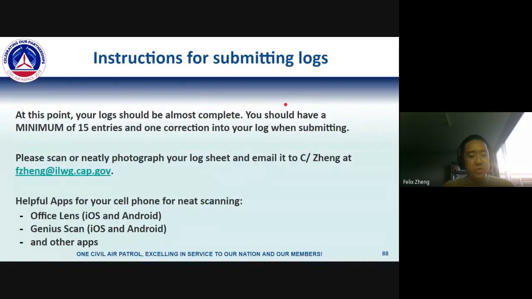If you're using your phone, there's some good apps that you can use to scan things. These will crop out extra stuff, convert them into PDFs, and do all sorts of fancy things. So you can explore some of these apps to do so. That makes my life a little bit easier.